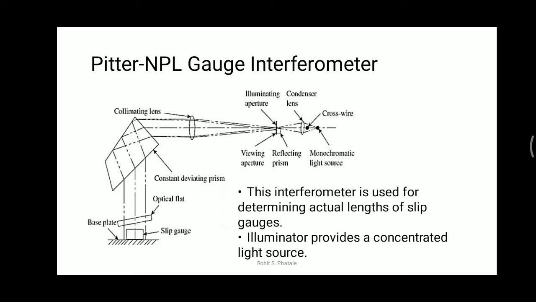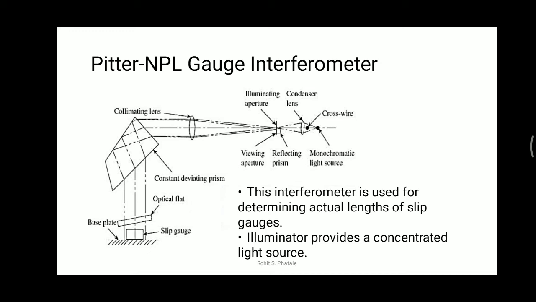Then the lower portion of the optical flat is coated with a film of aluminum, which transmits and reflects equal proportion of incident light. Okay, so the light coming from this base plate and slip gauge will be transmitted through the optical flat, which is coated with aluminum metal.